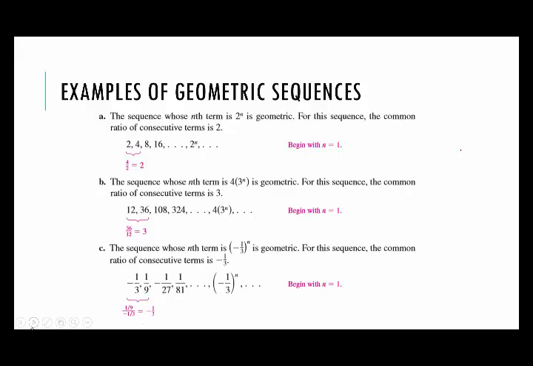If you were to divide 1/9 by negative 1/3, you're obviously left with a negative number. 1/9 divided by 1/3 becomes 1/9 times 3/1, which then reduces to 1/3. So you have a consistent geometric sequence.